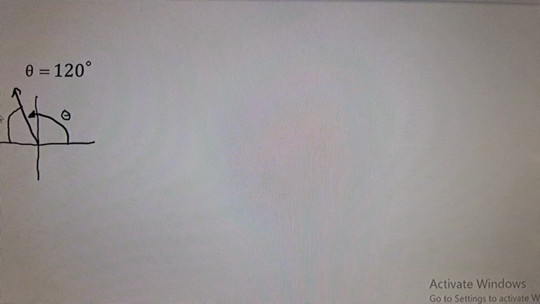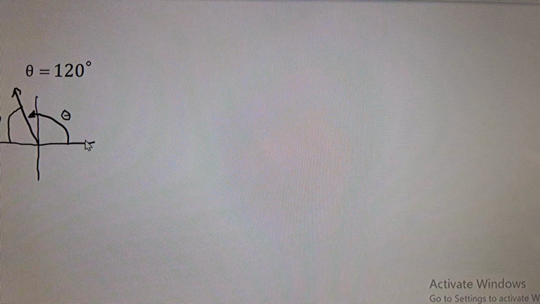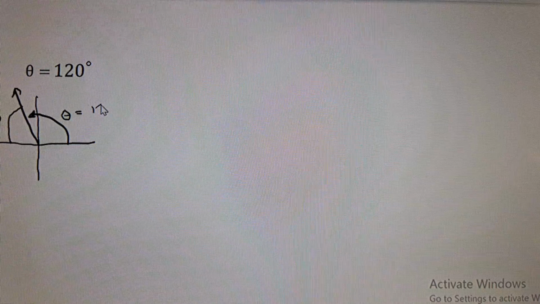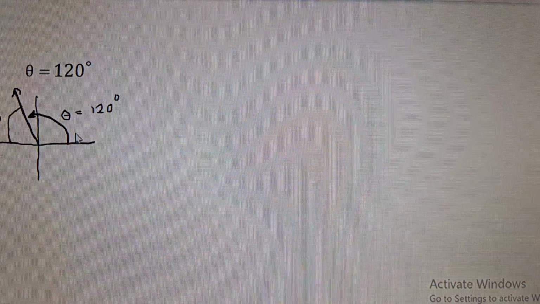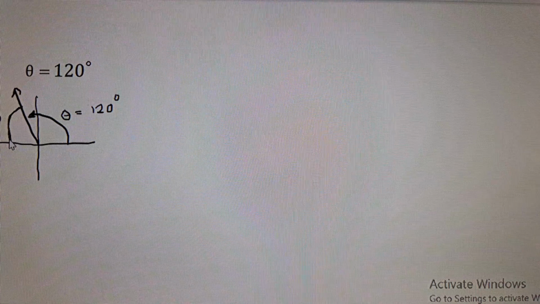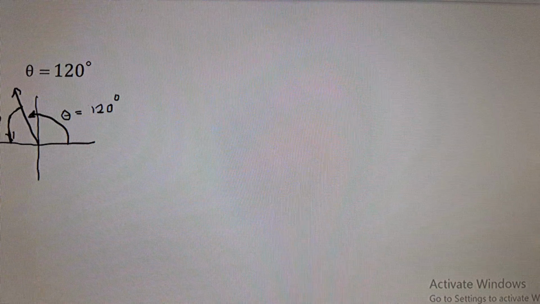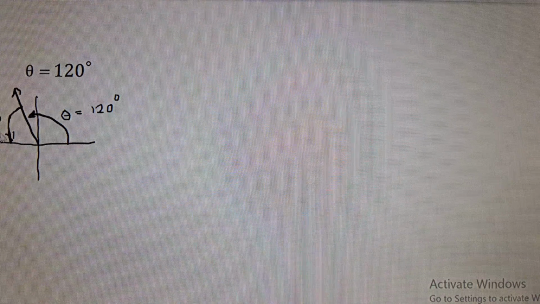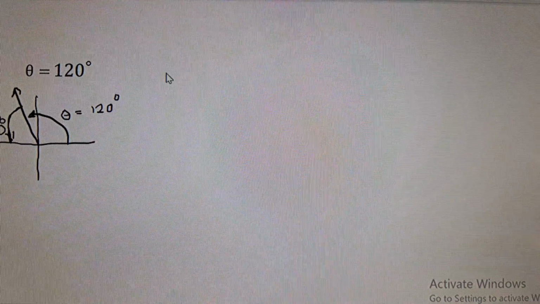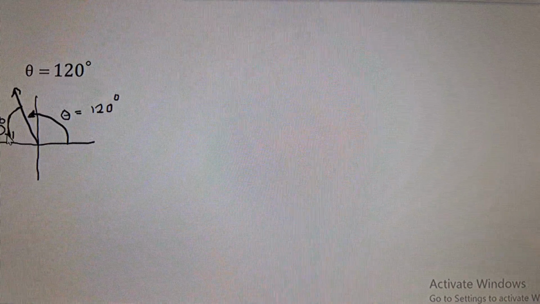So what is the measurement of that angle? Well, we know that from here to here is 180 degrees. That's theta all the way up to here. And from here to here, what's that measurement? That measurement is equal to 60 degrees. So the angle is 120 and the reference angle is 60 degrees.